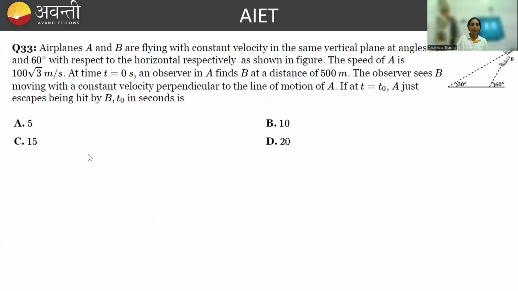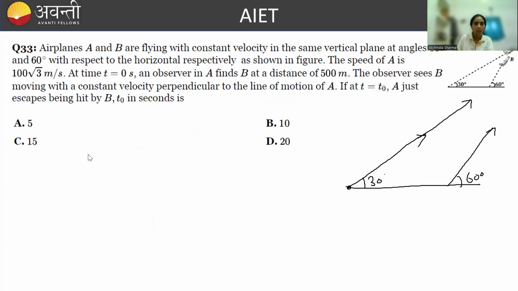Now, airplanes A and B are flying with constant velocity in the same vertical plane at an angle of 30 degree and 60 degree with respect to horizontal, respectively. So just look at the diagram carefully. It is moving at an angle of 30 degree and this is moving at an angle of 60 degree, like that. Now what is happening? The speed of A is 100 root 3 meter per second.